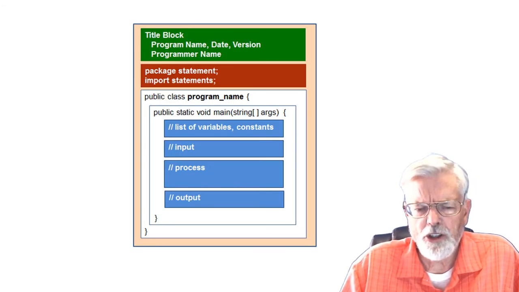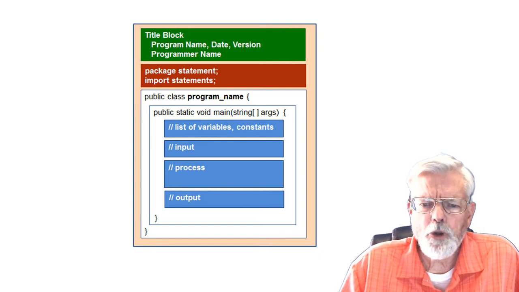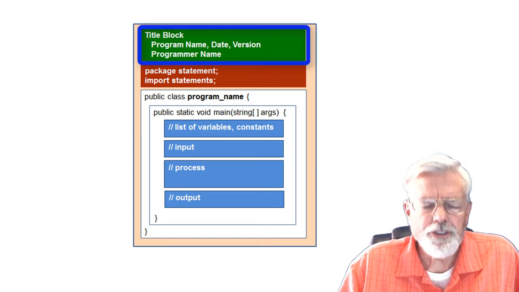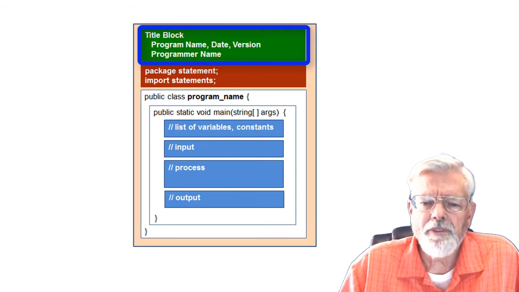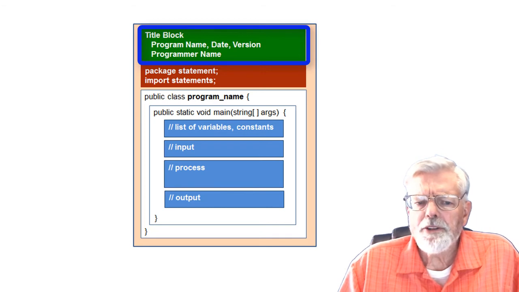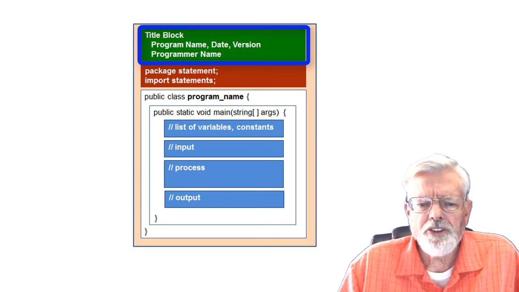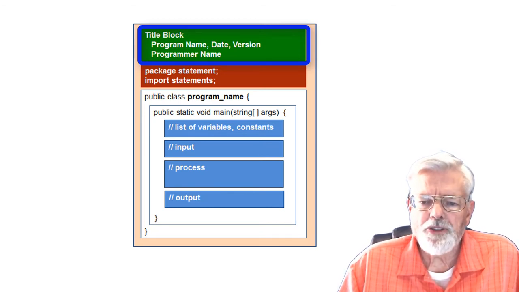In this project, we are working with the payroll tax. Program organization. Most of the programs you will write will be organized like this. Use comments to place a title block at the top of each file. The title block identifies what this part of the program does, as well as the date, version, and programmer's name.